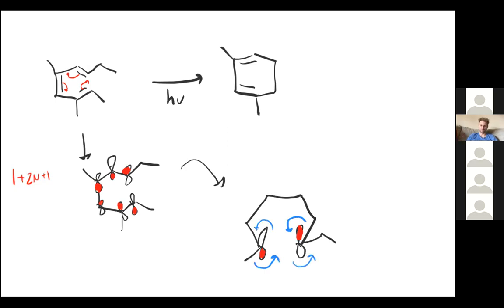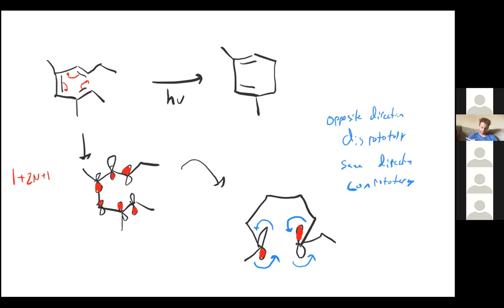Oh, I never told you what this one's called. So when they were going opposite directions, it was disrotatory. When they go in the same direction, what's referred to as conrotatory. Con generally means with, and dis generally means against. So that helps a little bit.